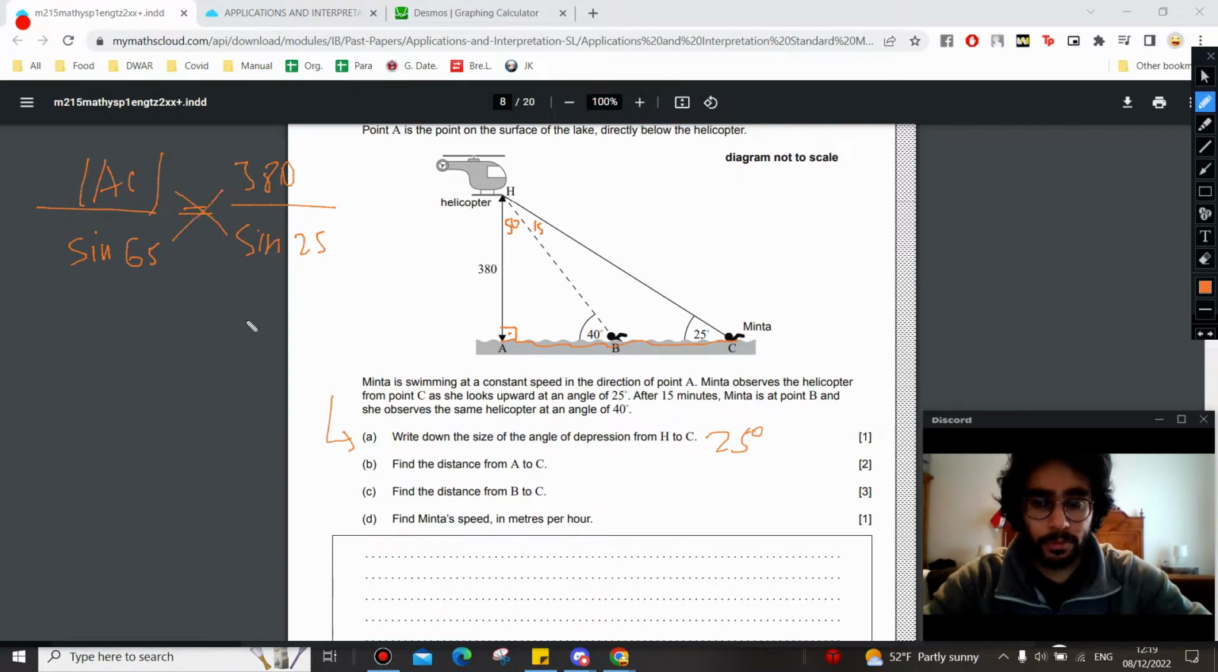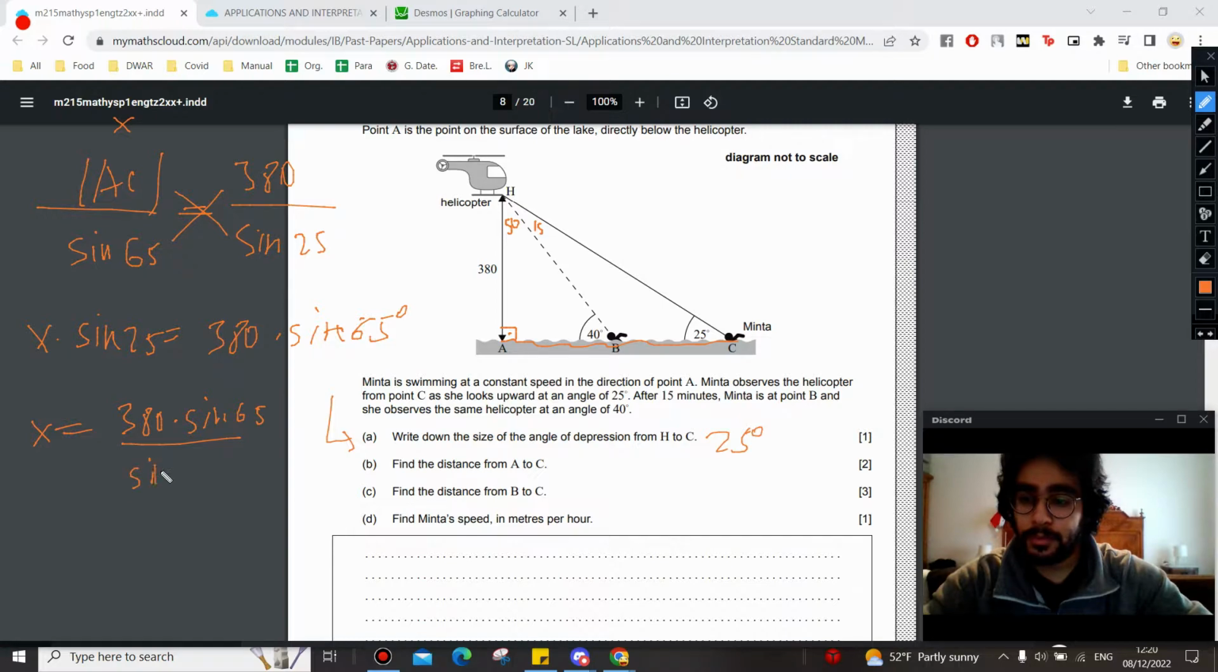I can do the cross multiplication and find my value. How does it work? Well, it works in the following way. Let me call AC to be x. So I have x times sine of 25 is equal to 380 times sine of 65. Now what I have to do is to leave x alone. X will be equal to 380 times sine 65 divided by sine of 25.